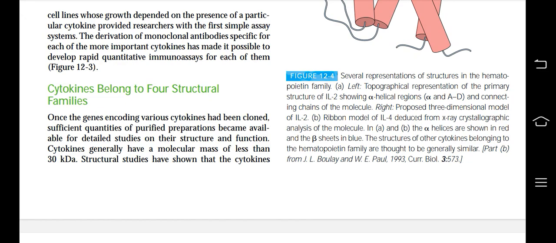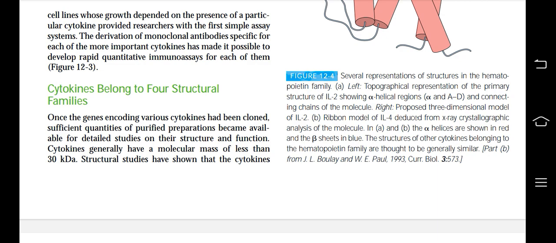Welcome back, guys. Continuation of the cytokine portion. Cytokines belong to four structural families. Once the genes encoding various cytokines had been cloned, sufficient quantities of purified preparations became available for detailed studies on their structure and function.